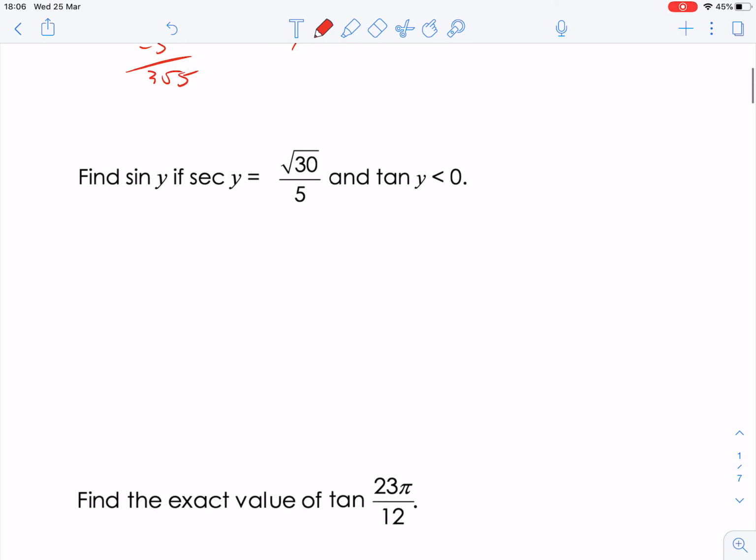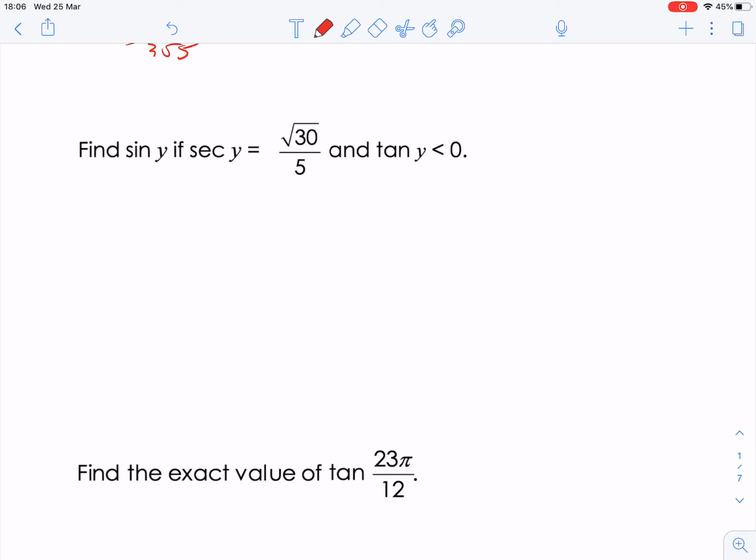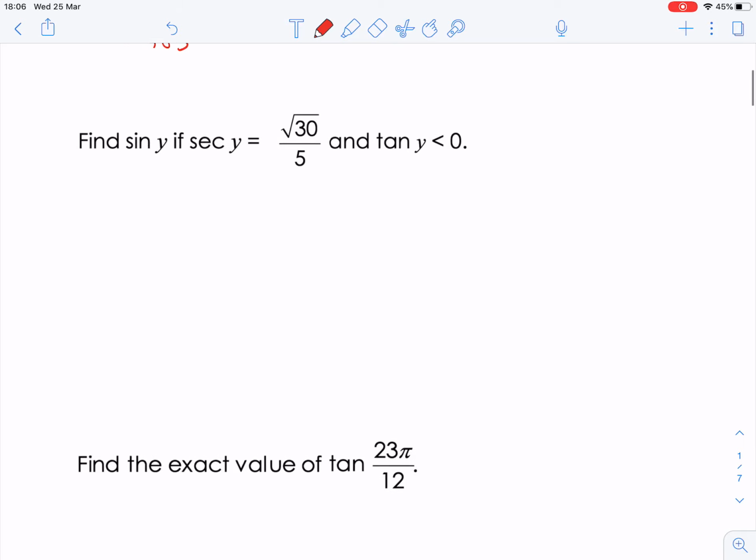Number 2. Oh man, only on number 2. I'm tired already. So we are looking for sine if we are given secant.